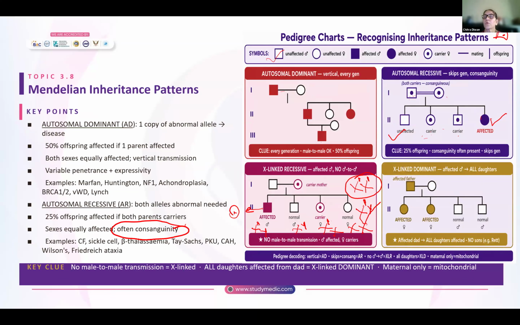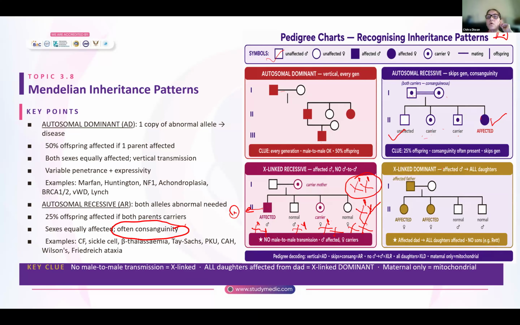Now coming to X-linked dominant. Remember, it is X-linked and it is dominant. So one defective X chromosome is enough for the disease to be expressed. So here you have the affected father and you have a normal mother. Okay. Now what is happening?